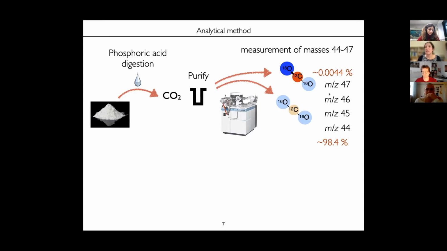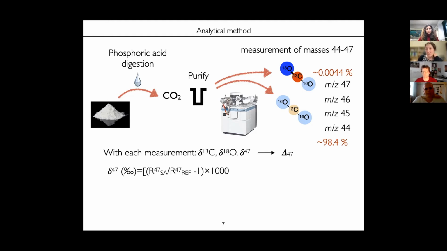And the only difference is that in addition, we also measure mass 47, because that's the CO2 molecule that contains both of the rare isotopes. It's very, very rare, this doubly substituted CO2. So we do have to measure more precisely and measure for longer times. So it's a more involved measurement in a way, but in principle, it's very close to what we normally do for delta 18O.